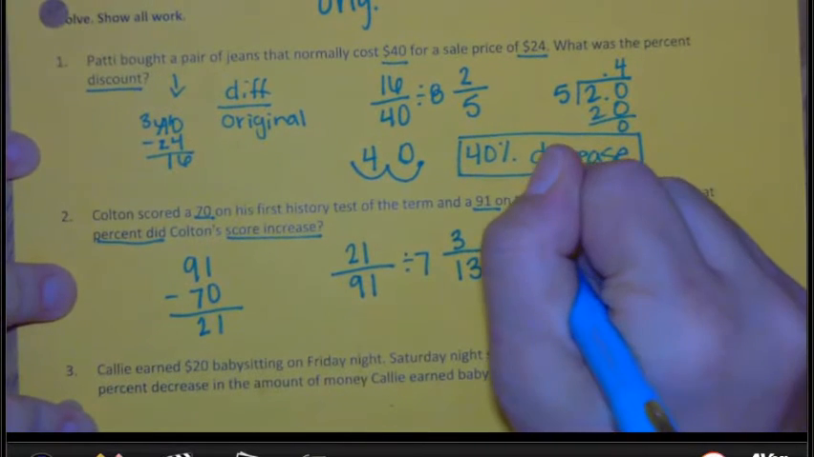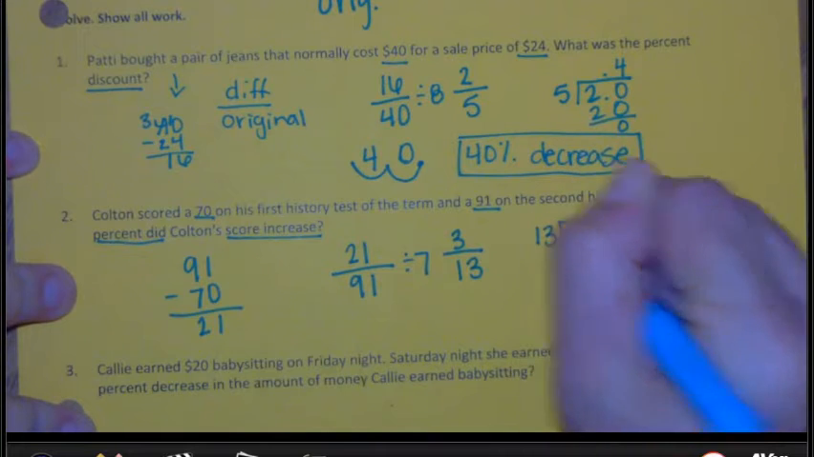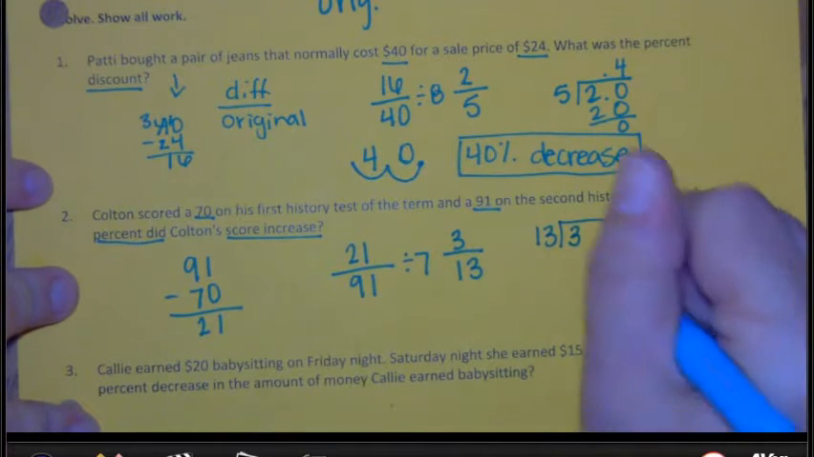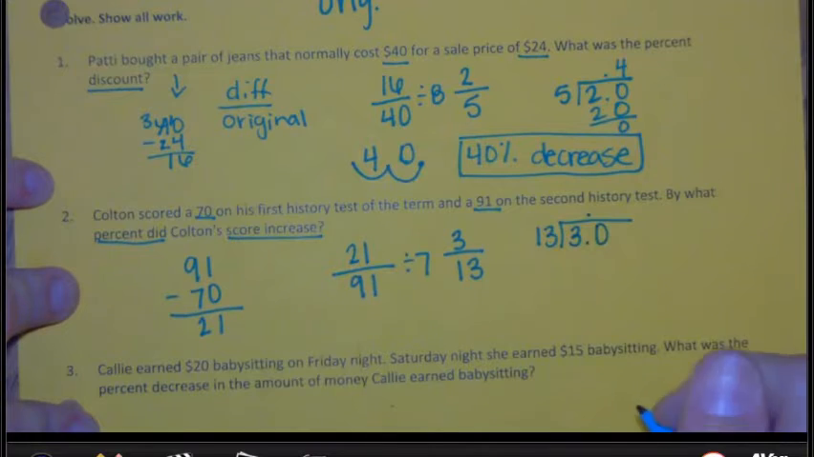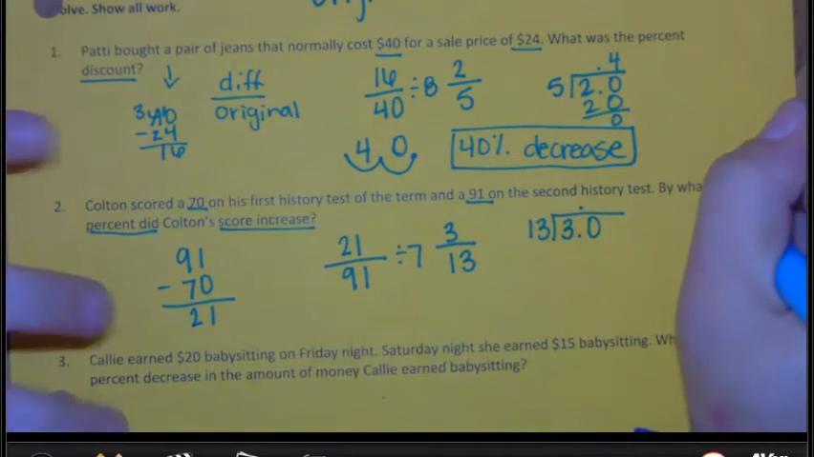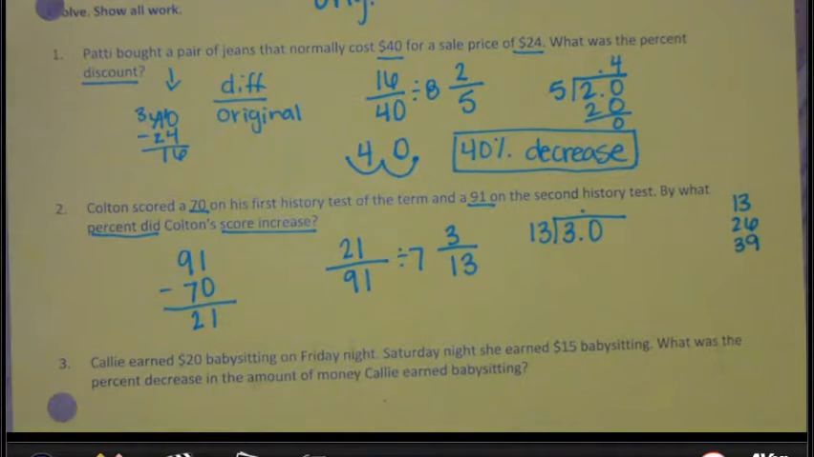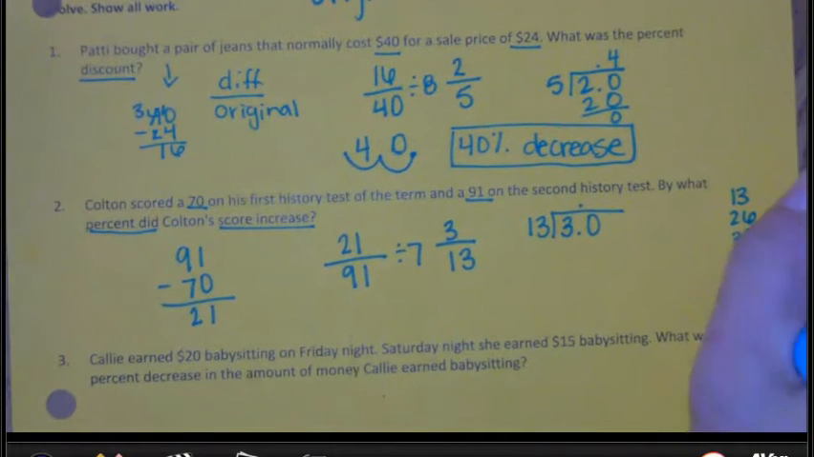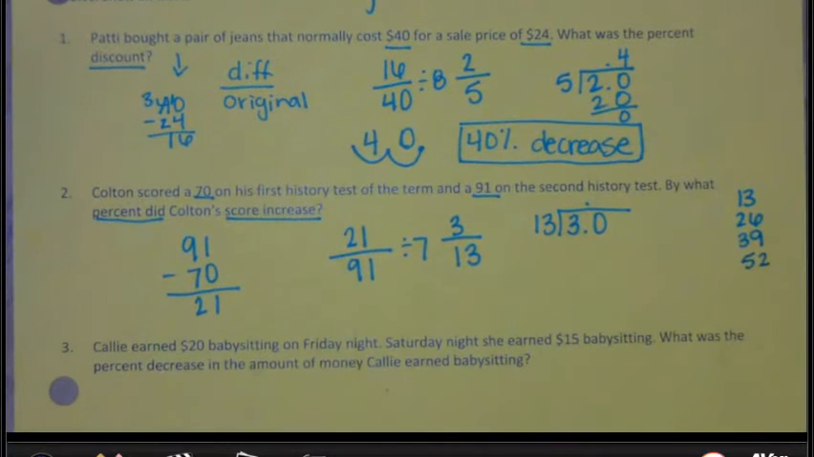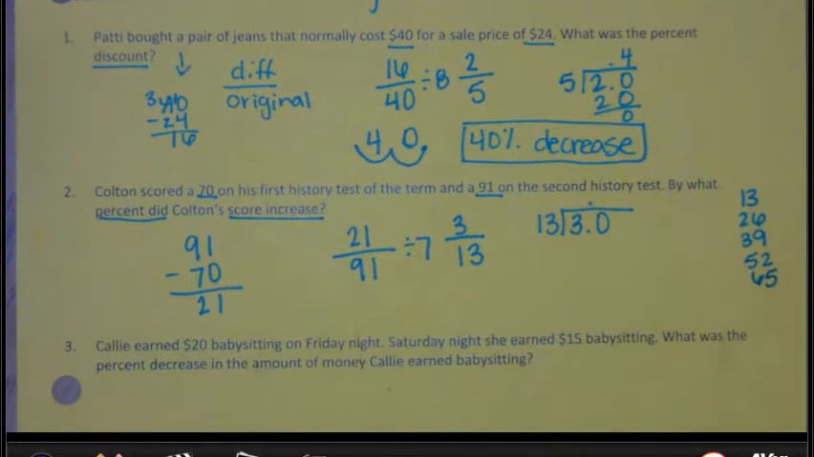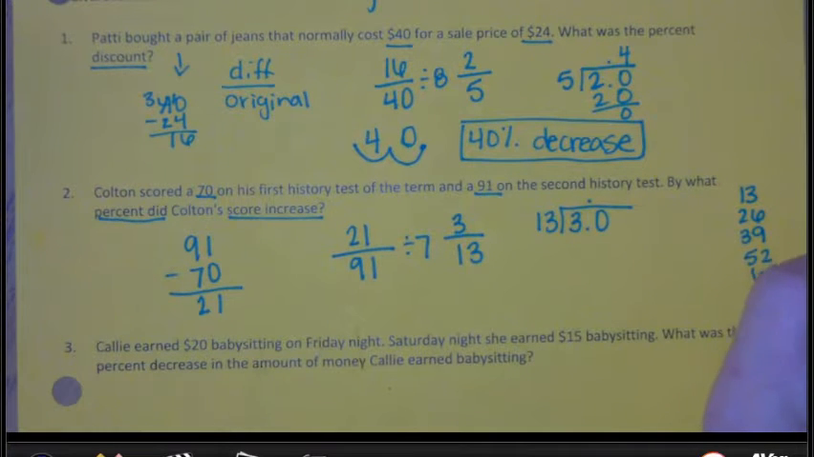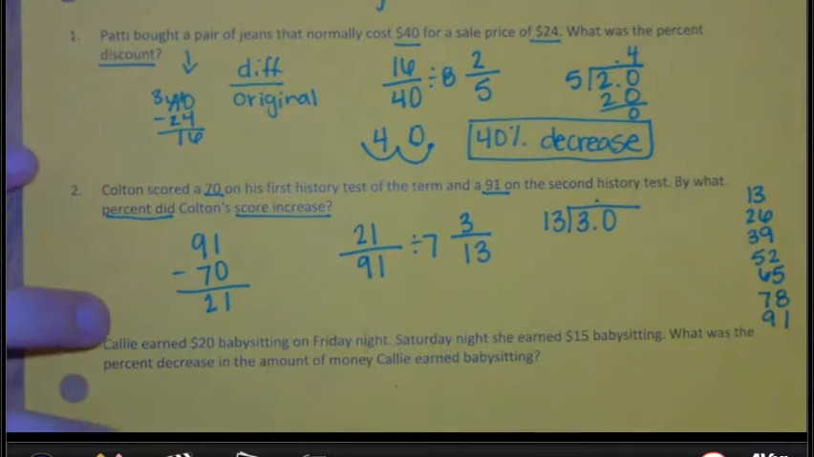All right, so I need to have 13 on the outside, 3 on the inside. Now I'm going to only go out 3 decimal places here, so I'm going to add a 0 up here. Well, 13, can it go into 30? So let's see. 13 times 2 is 26, 13 times 3 is 39, 13 times 4 is 52, 13 times 5 is 65, 13 times 6 is 78, and 13 times 7 is 91.